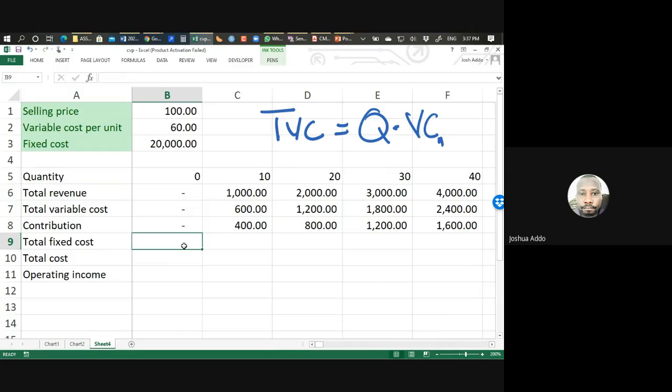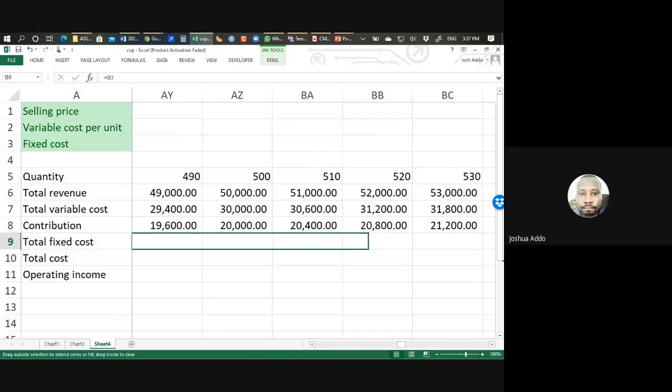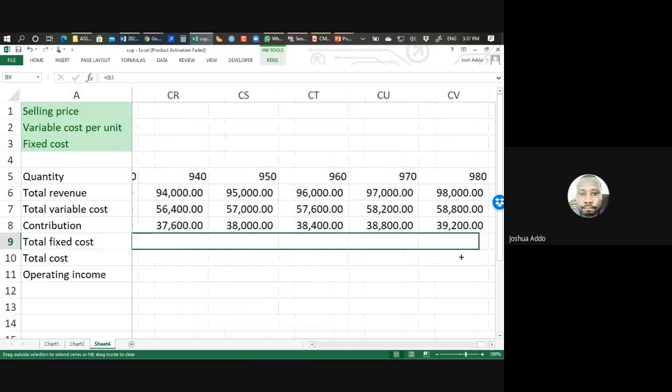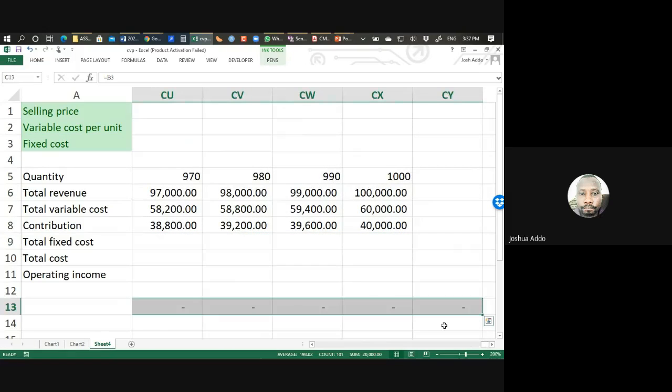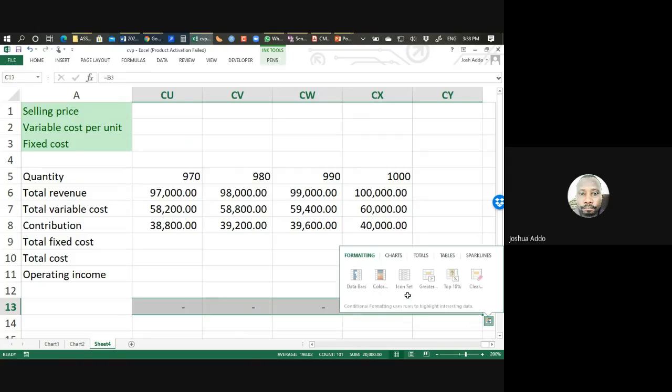Now fixed costs. Fixed cost is given as this, 20,000. So I just refer to that value and drag. So fixed cost is constant, 20,000.